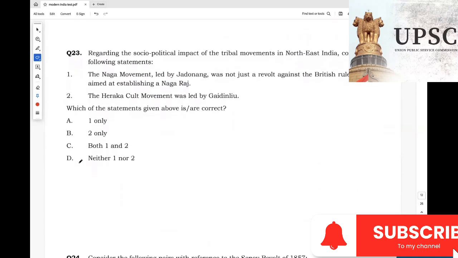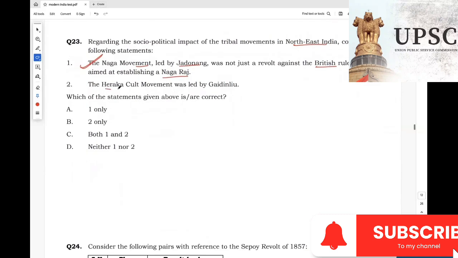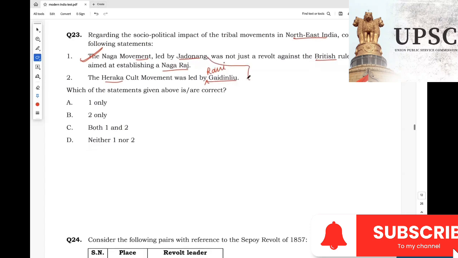Question number 23, which is about the tribal revolts in Northeast India. The Naga movement led by Jadunang was not just a revolt against the British, but also aimed at establishing the Naga Raj. Absolutely correct, right? The Heraka cult movement was led by Rani Gaidinliu, plus Jadunang. So Jadunang and Rani Gaidinliu were two who started the Heraka cult.